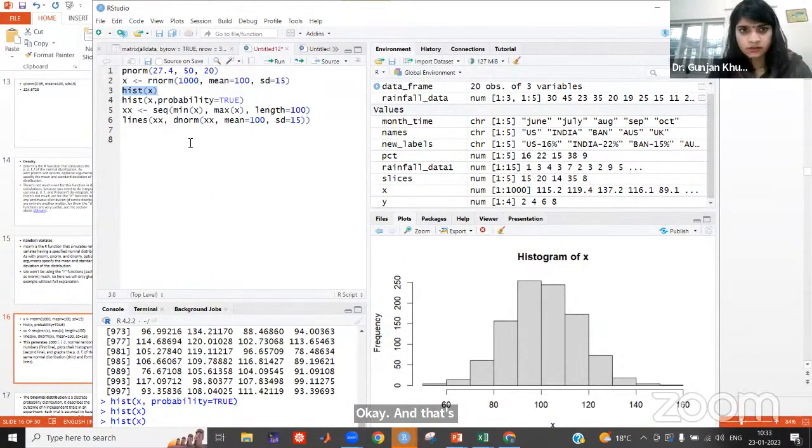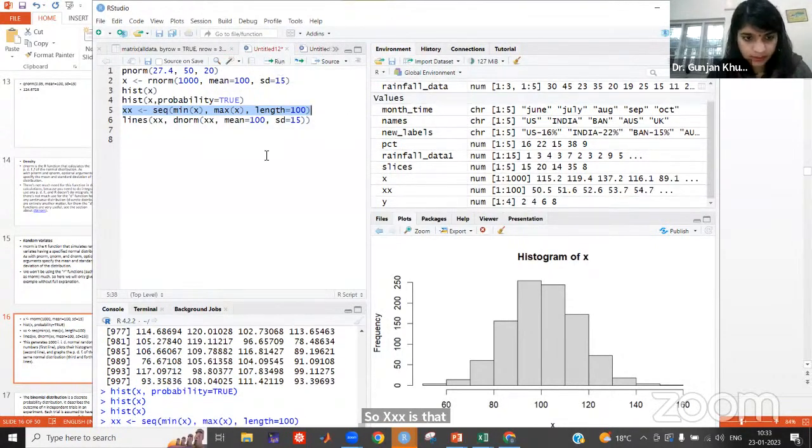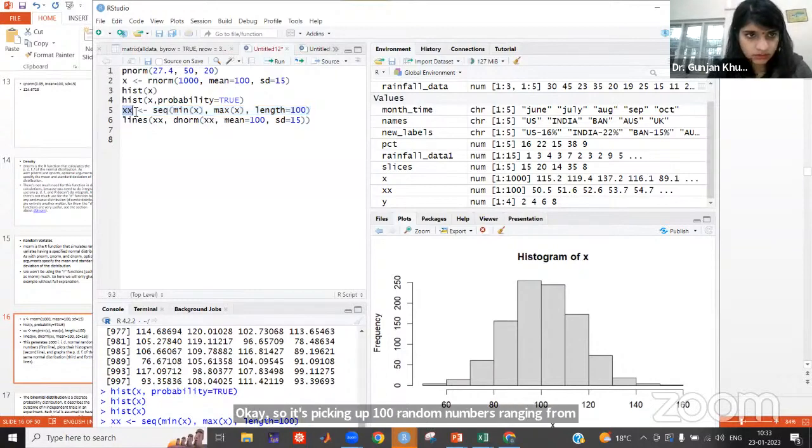Yeah, I got a histogram. Sorry. Now just run this command, sequence. Meaning, whatever is the smallest random number and the maximum random number, it's picking 100 random numbers from that. So XX is that sequence. It's picking up 100 numbers ranging from minimum to maximum. So you can see your XX also.